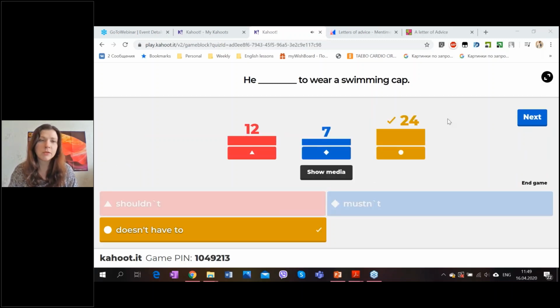Perfect. The correct answer was "doesn't have to." Yeah, so "shouldn't" was like advice. For that picture, actually, it is advised to wear a hat in the swimming pool because of the quality of the water. "Mustn't" is like never do this. Why not, right? "Doesn't have to": you can do it, but if you don't want to, you don't do it, right? That's why all the children laughed at him.